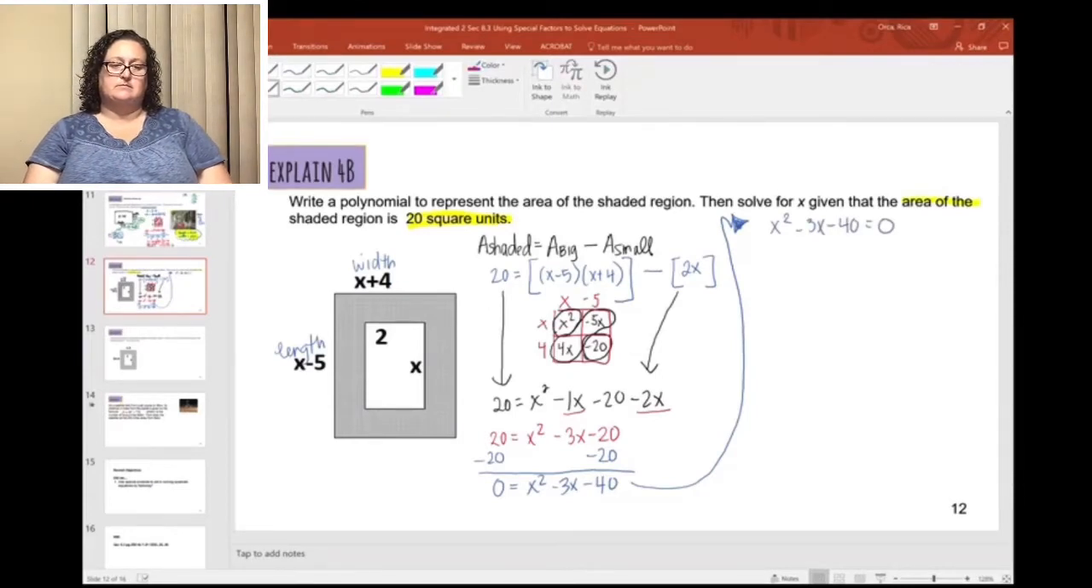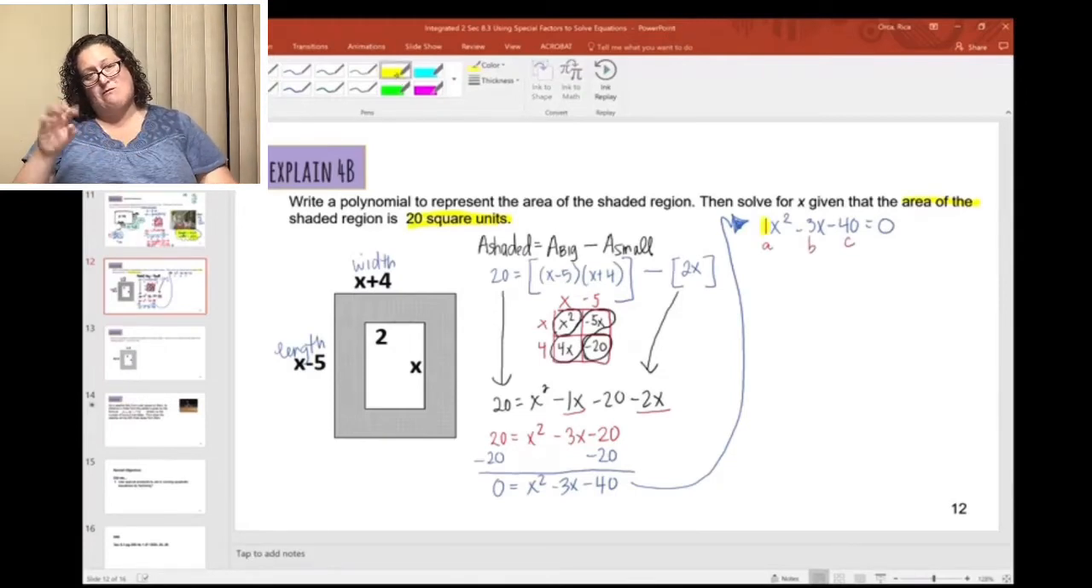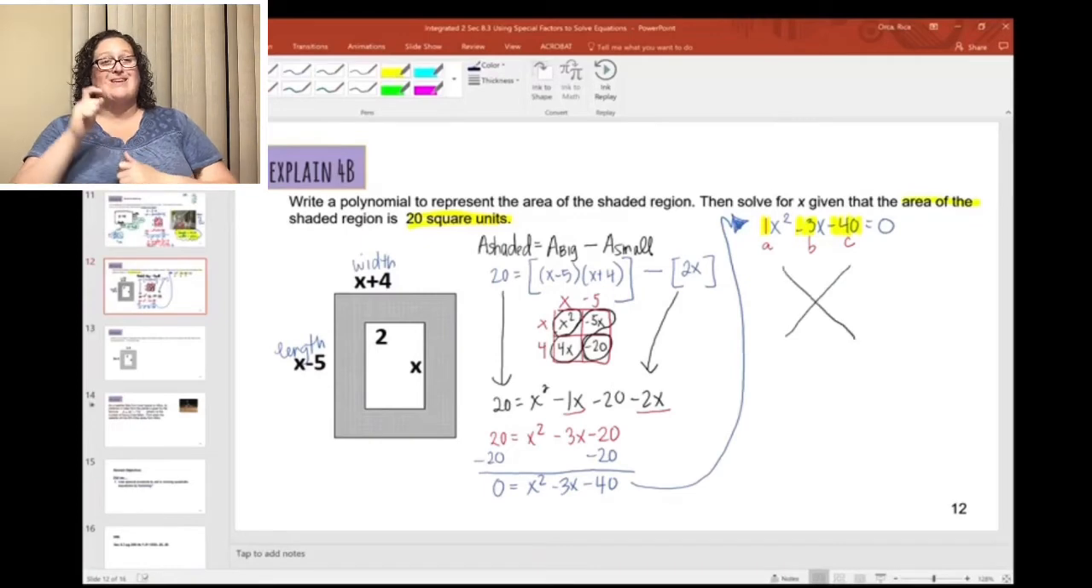So now that we have this quadratic equation, let's go ahead and solve for x. So a is 1, b is negative 3, c is negative 40. I'm using the x method because my expression is a trinomial. So with the x method, a and c will go at the top, b will go at the bottom. We have 1 times negative 40, which is negative 40, and negative 3 is going to go at the bottom.